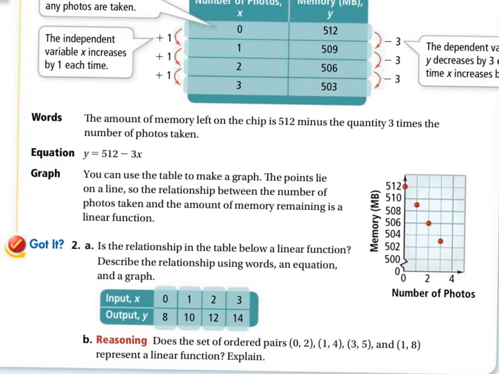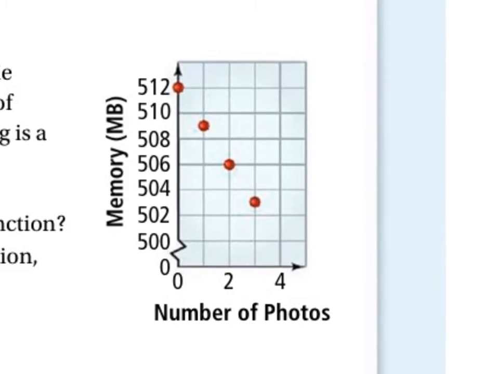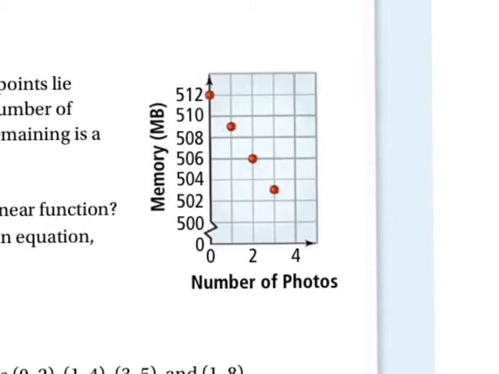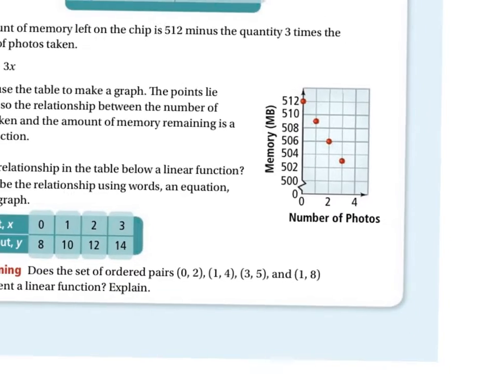And then the graph they did over here. Notice the graph, they did a break on the y-axis because I don't want to go up by ones until I get up to 500 something. My paper would have to be pretty big, or my lines would have to be pretty close together.